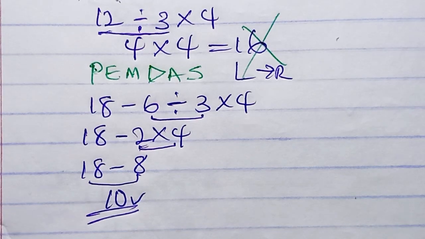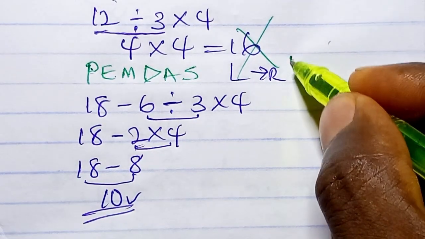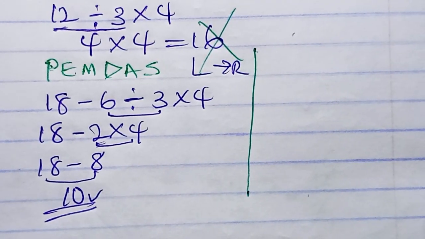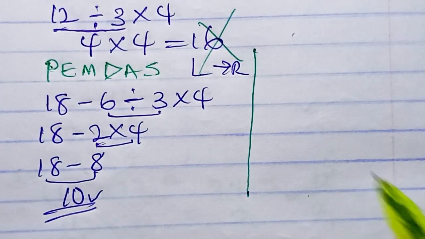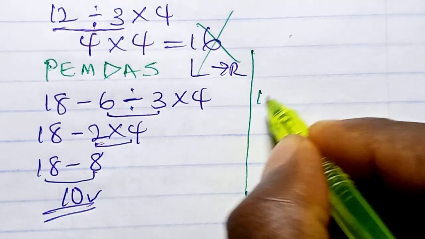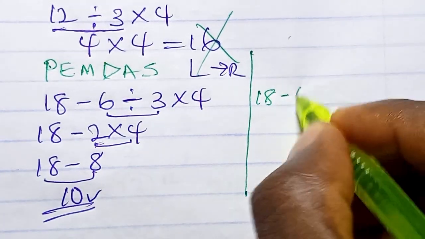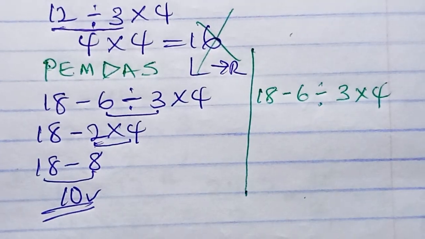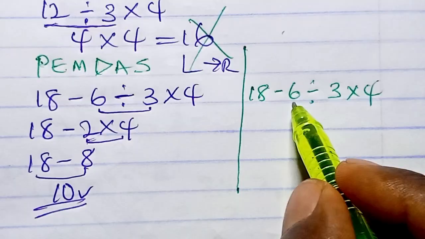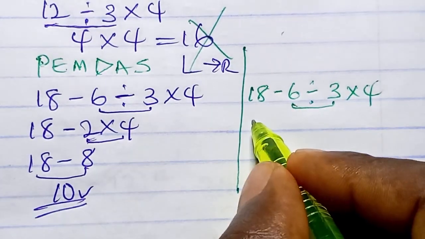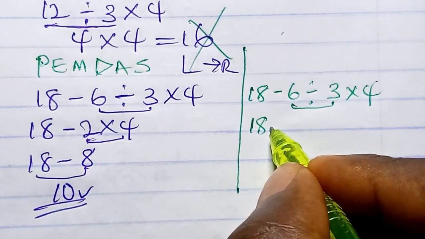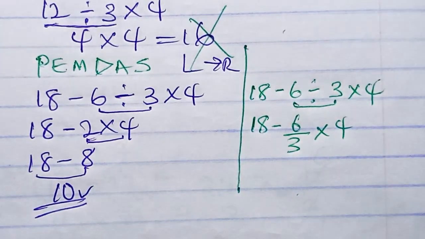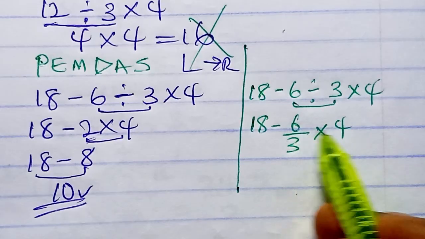Now the second method I want to show you is this. Let me show you the second method. Now this question, we can write it in a fraction form like this. 18 minus 6 divided by 3 times 4. Okay, so this division, we can write it like this in a fraction form, which is 18 minus 6 over 3 times 4.